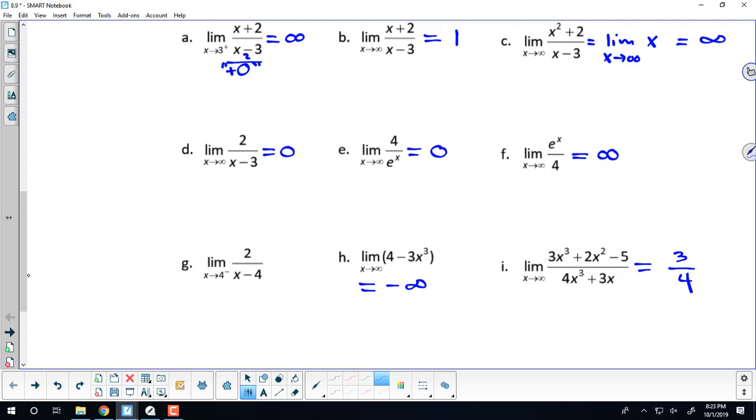Okay. How about G? No, it's negative infinity. We're approaching values that are slightly smaller than 4, but on the bottom we're taking numbers slightly smaller than 4 and subtracting them from 4. So the numerator approaches 2, the denominator approaches 0, but through negative values, so small negative numbers. 2 over a small negative number is a large negative number.